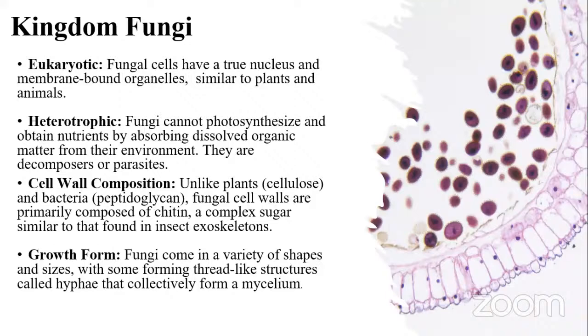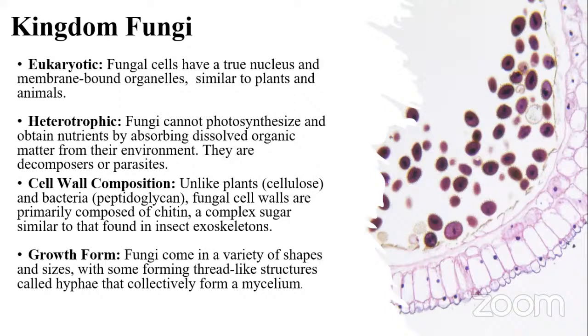That's number one. Number two is that fungi are heterotrophic. It means they cannot synthesize their own food like plants. They obtain their nutrients in a saprophytic way. They absorb dissolved organic matter from their environment. They secrete enzymes that dissolve their food externally, and they absorb it. So they are decomposers. Some of them are parasites, and some are saprophytes, like I said. They can't photosynthesize, so they are heterotrophic in nature.